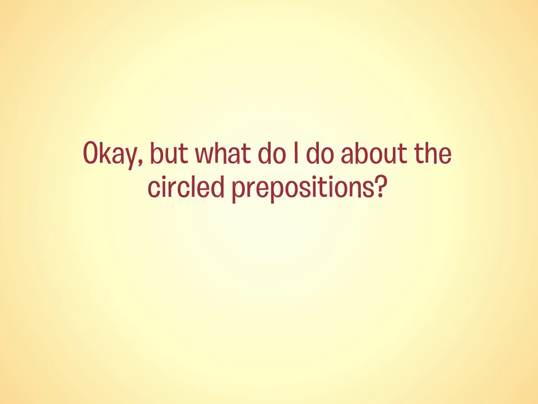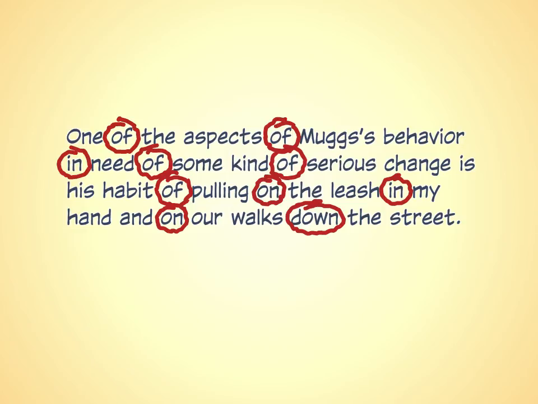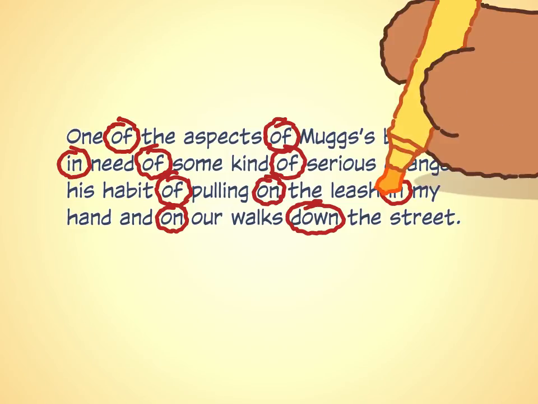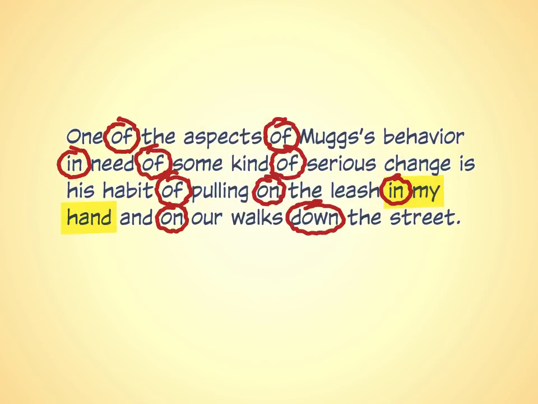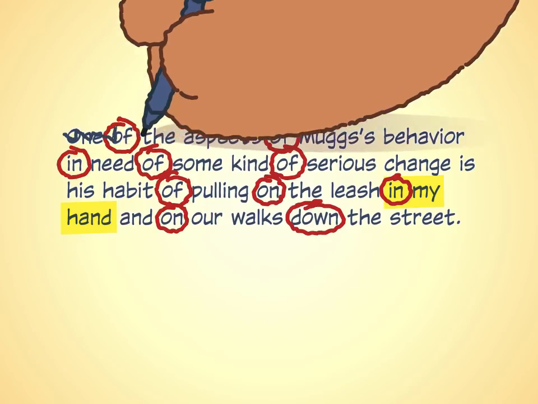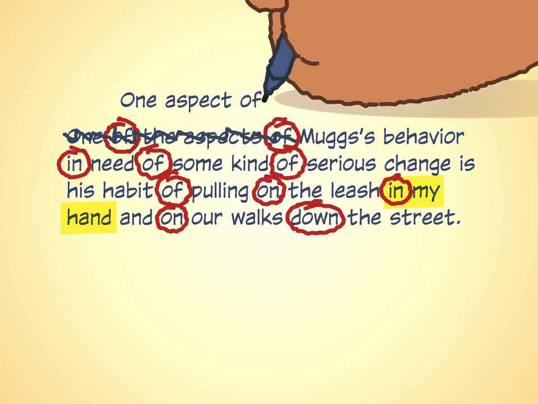Okay, but what do I do about the circled prepositions? Two things. First, look for how much useless detail sneaks into your sentence on the backs of these prepositions. Does the reader need to know that the leash is in your hand? Or do some people carry it with their feet? Is there any difference between one of the aspects of and one aspect of?